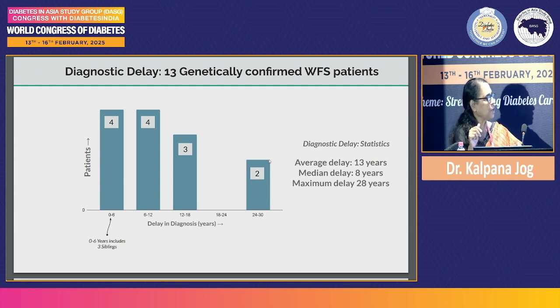The average delay was 13 years, the median delay was 8 years, but let me tell you, for the record, the maximum delay was 28 years. So the next question is, can we shorten the delay? The answer is very simple: be vigilant and look out for early clinical features. But is that really so simple?